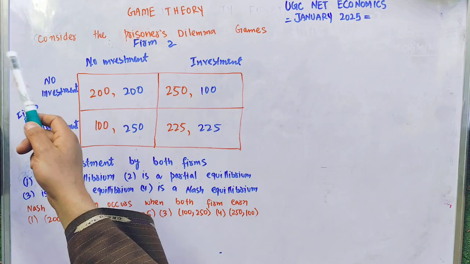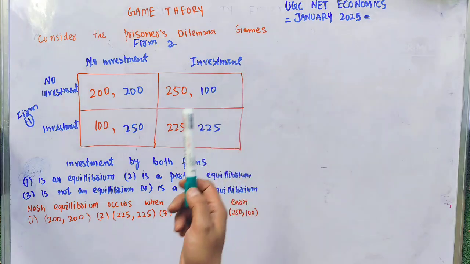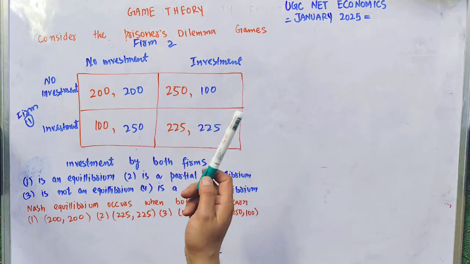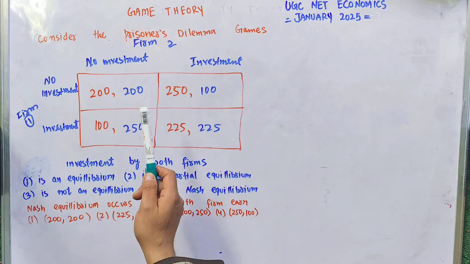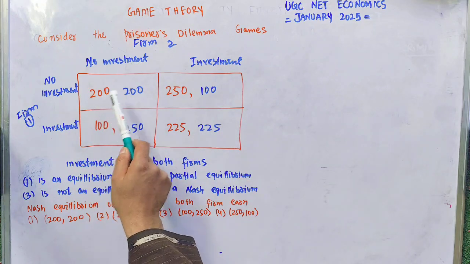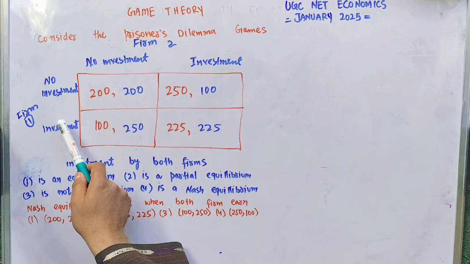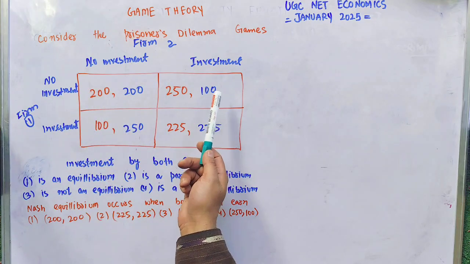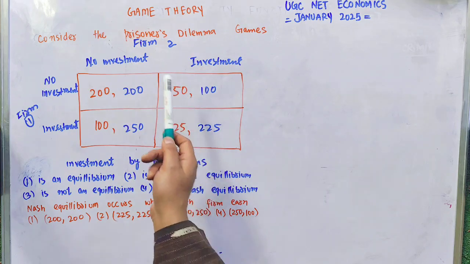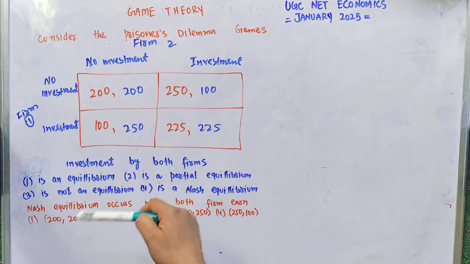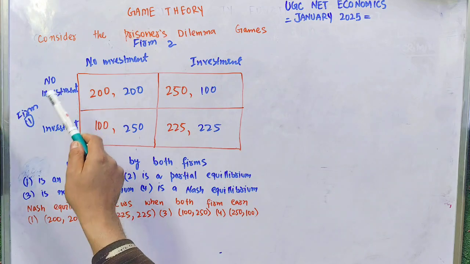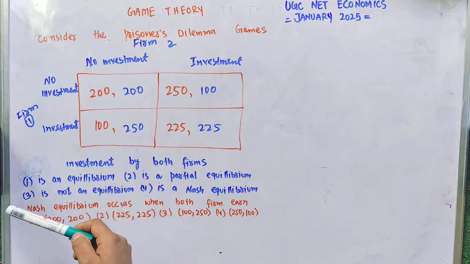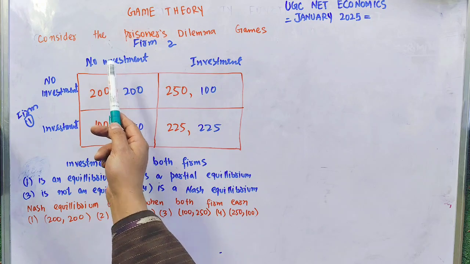We were given the prisoner's dilemma game here. That is, we have the payoff matrix for two firms, firm 1 and firm 2. Their payoff matrices are being given to us. That is, the first number in each cell denotes the payoff of firm 1 when it chooses a specific strategy. Similarly, the second number in each cell denotes the payoff for firm 2 when it chooses a specific strategy. What are the strategies here? Two strategies. Firm 1 has two options, either to not invest or invest. Firm 2 also has two options, that is no investment or investment.